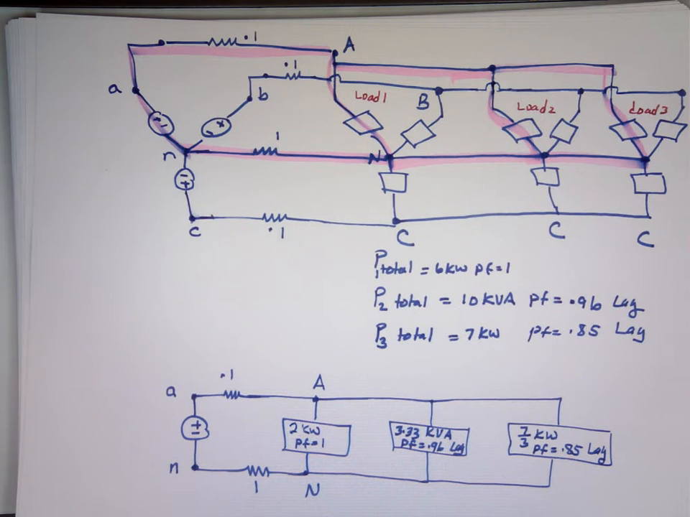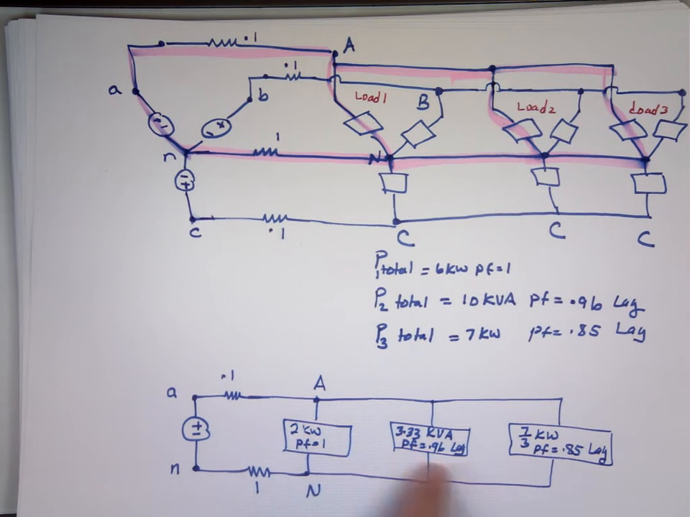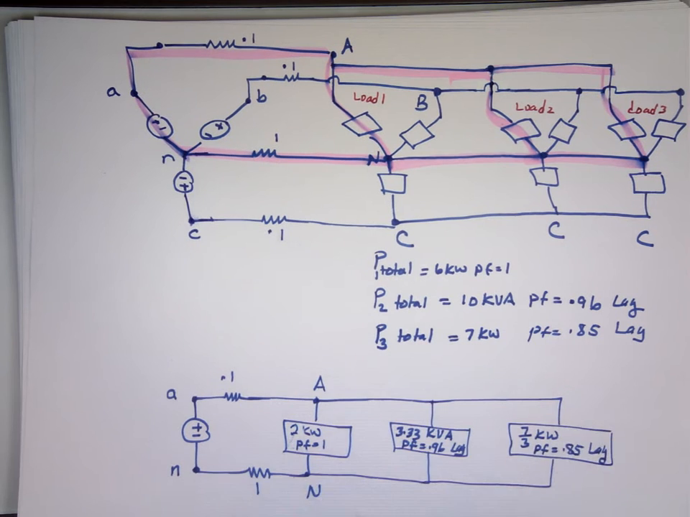Let's look at the questions. The total power drawn by the loads. So if you find how much power, we're talking about average power drawn by each one of these, add them, and we'll have that. The combined power factors of the loads. Once we know the combined here, we know, by the way, the voltage VAN was given to us.